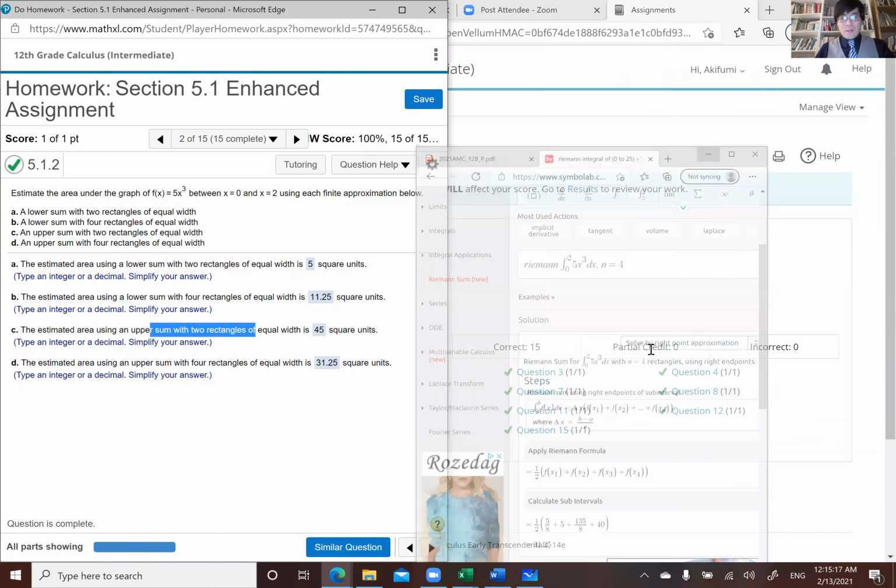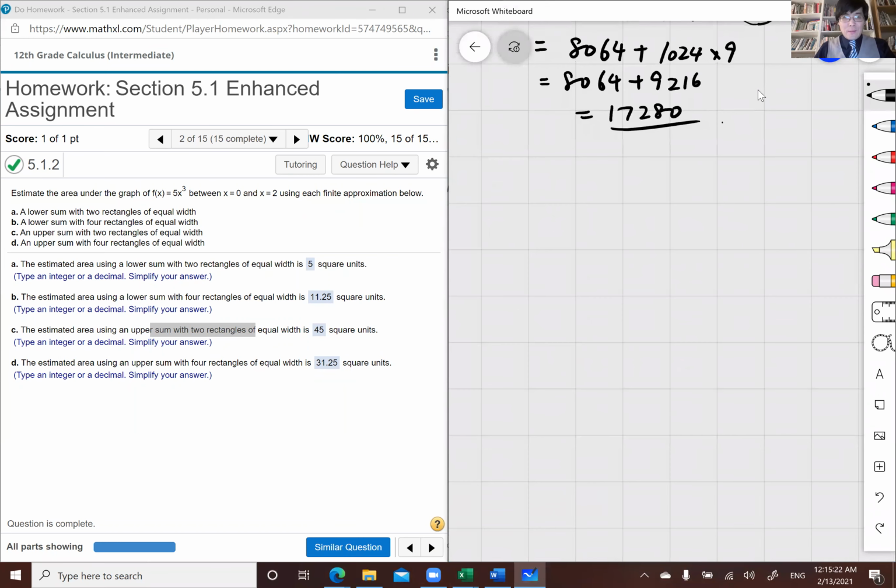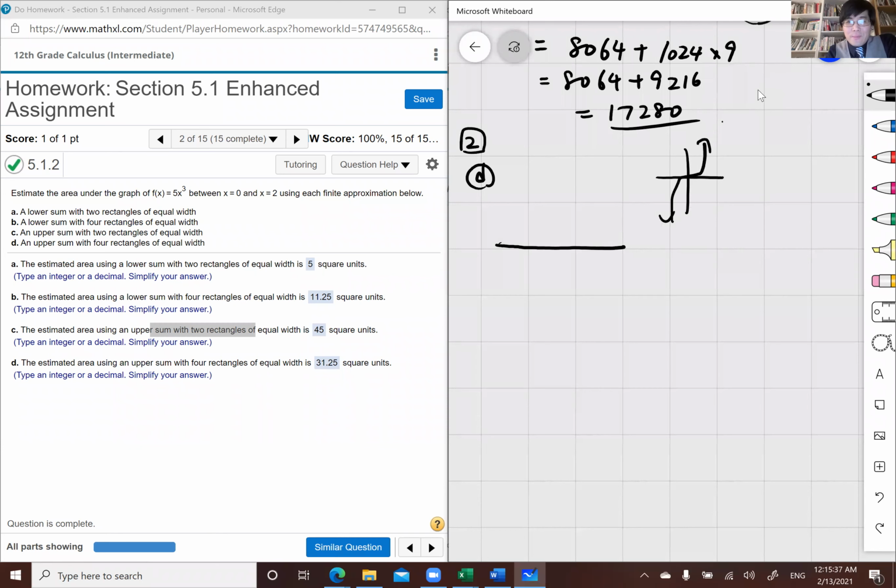I'm just going to show you just one case, part D for question number 2. So the cube looks like this, but between 0 through 2, it's just an increasing function. Okay, increasing function. That's all we care about. Now the interval is 0 through 2. So let's say we have four rectangles.